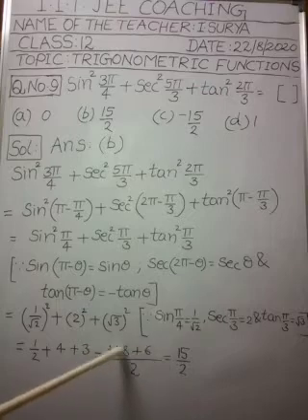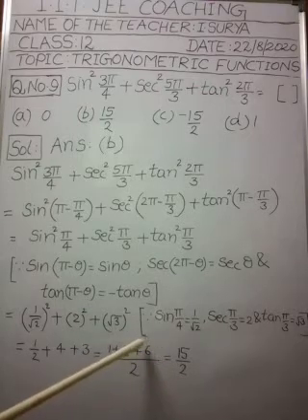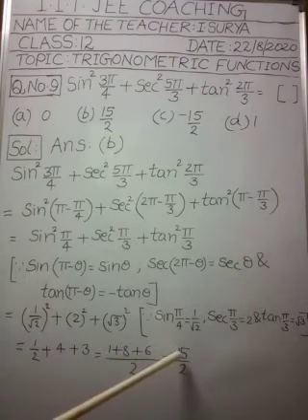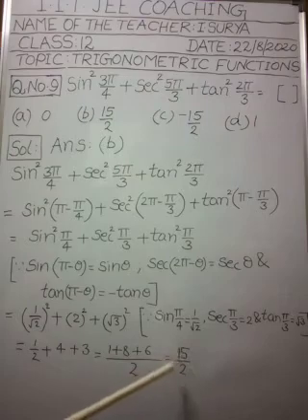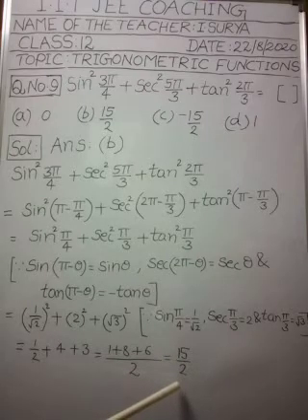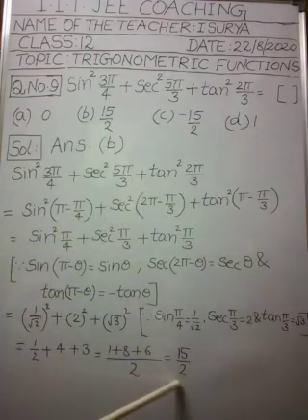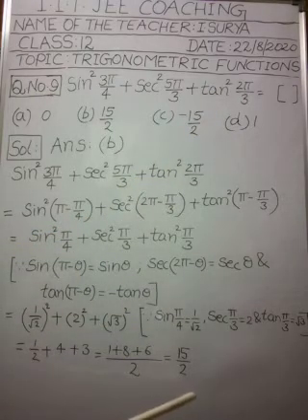Do you know this numerator part, my dear children? Right. Now 1 plus 8, 9. 9 plus 6, 15. So in the numerator we get 15 divided by denominator 2. So the value of this expression is 15 by 2. Understood, my dear children? Right.